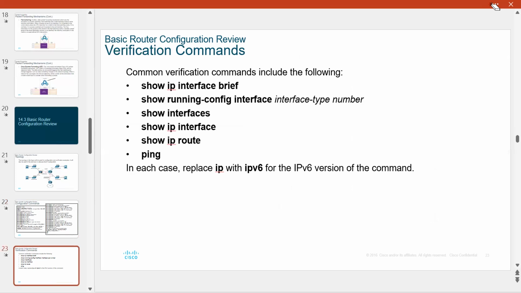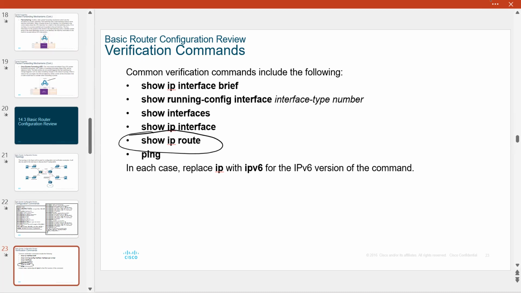We have verification commands, show IP interface brief. I repeat, my commands are the show commands. They are very important, in the sense that they show you how your network is performing. They show you, for example, in this topic, show IP route shows you what the routing table looks like.